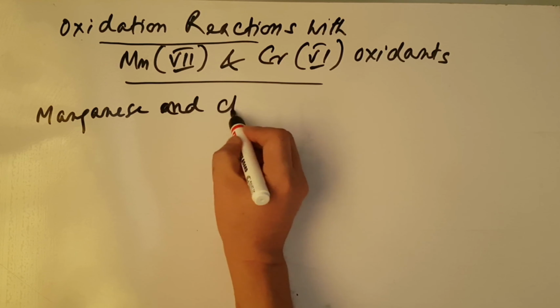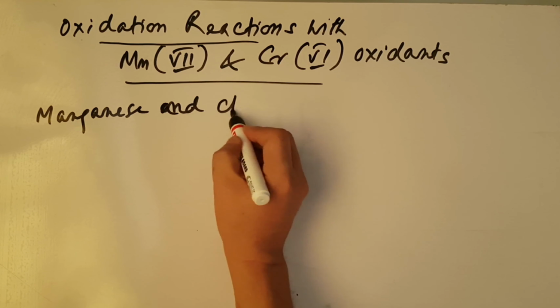Okay, so now let's see manganese oxidation. Generally, what are the compounds used? In the case of manganese, the manganese 7 oxidant most commonly used is potassium permanganate, KMnO4, which can be used either in acidic medium, or in neutral, or in basic medium.